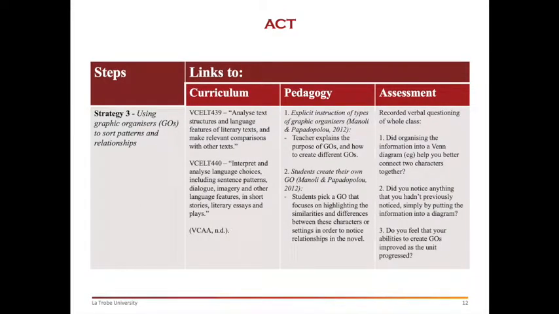Strategy 3 involves using graphic organizers to sort patterns and relationships. For my pedagogy, I will conduct an explicit instruction on the types of graphic organizers that exist. So using Manoli and Papadopoulou's description of the different types of graphic organizers, I will explain the purpose of each of them and when a particular graphic organizer may be used. So the types of graphic organizers that I could include in this class include Venn diagrams, concept maps, compare and contrast charts, story maps, knowledge maps, tree diagrams, and so on.